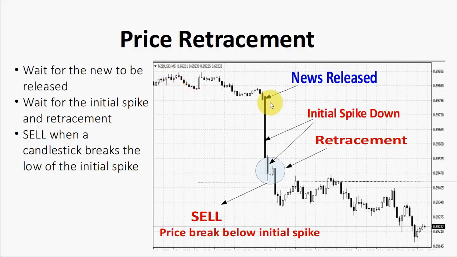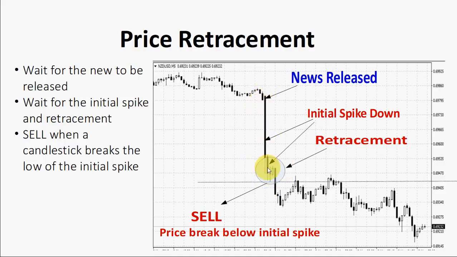So what you are looking for is the spike. You are looking for the initial spike. So we look at here, the first candle here is the initial spike, followed by the second candle. After that, you see a retracement. So after the retracement, the breakout. So you'll wait for the retracement to complete and you will go with the breakout. So you sell the breakout after that retracement.